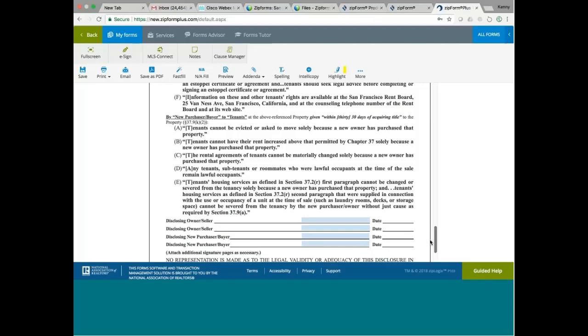Okay. It says here, any tenants, subtenants, or roommates who were lawful occupants at the time of the sale remain lawful occupants. So if somebody was previously approved by the seller, who is the previous landlord, to be there, even if this person is not on the lease, you have to allow that person to continue to remain there. Something for your buyer to be aware of, if they can prove it.